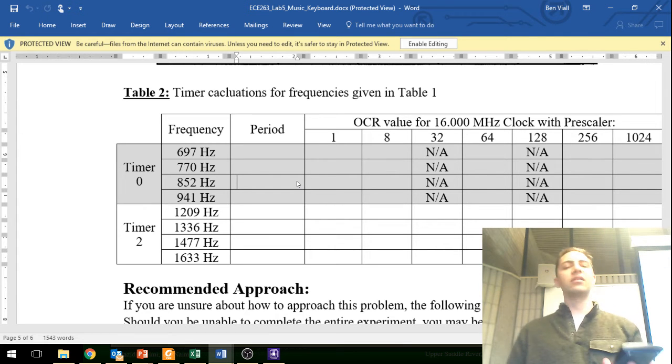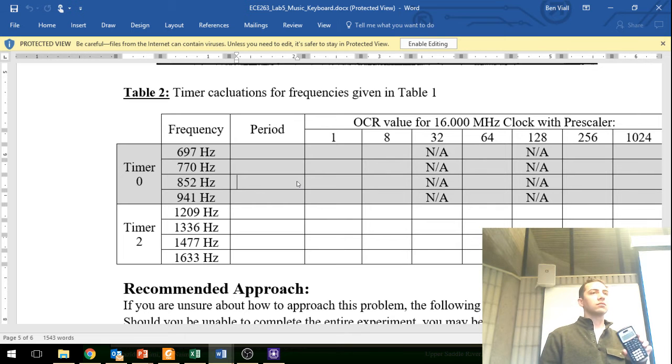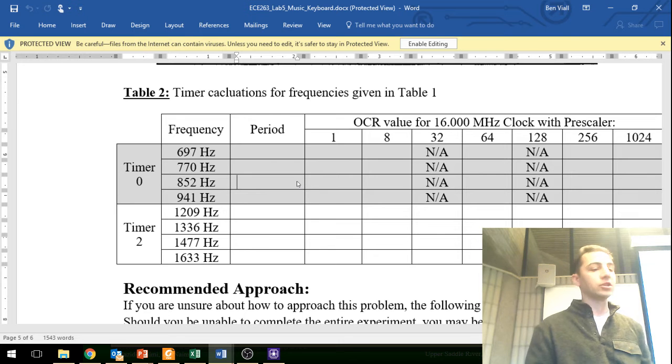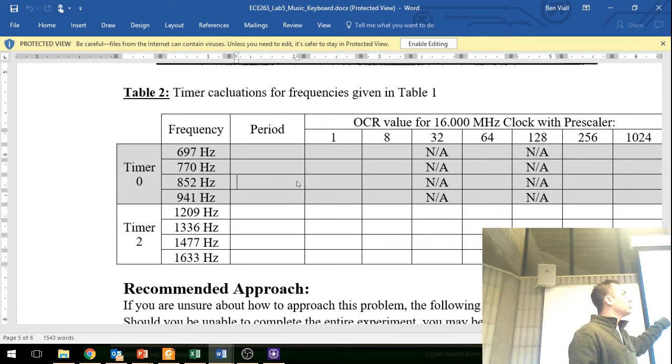1.4 milliseconds. Now, that is a number that is not going to be easy to exactly approximate. So once you calculate the period, then you can calculate what your OCR values need to be. And I put in the 32 and the 128 column, but those are not available for timer 0. They're only available for timer 2. Once you do this, remember these numbers, these OCR values must be integers.